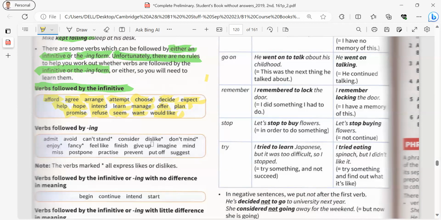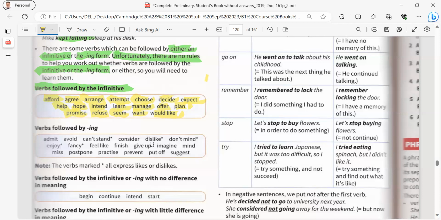How many are there? 1, 2, 3, 4, 5, 6, 7, 8, 9, 10, 11, 12, 13, 14, 15, 16, 17, 18, 19. 19 verbs. Write, memorize as much as you can, please. Do you mean write more verbs? Yes, write. No, not more verbs.